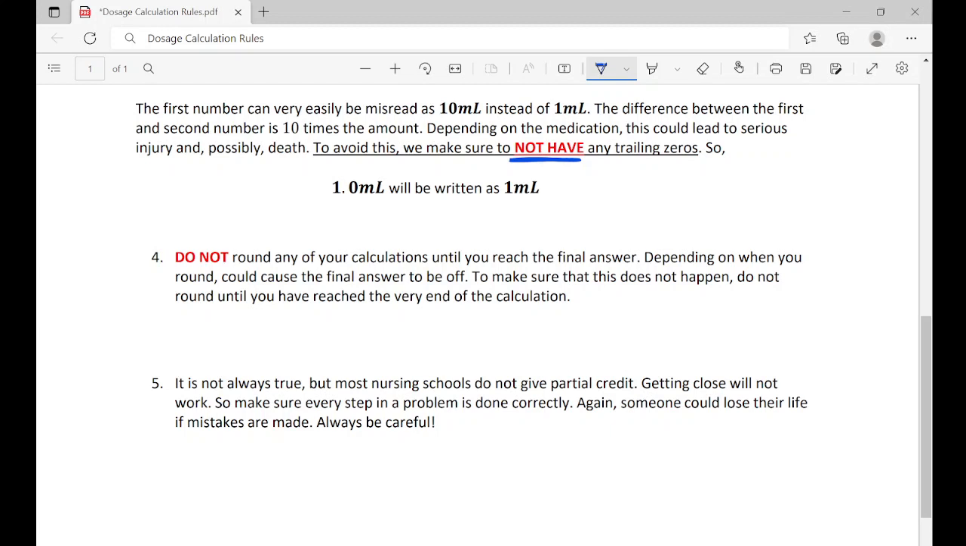Get away with that. Or if you round too early, it could actually cause the medication to be off by a lot. So to just make sure that you don't make this mistake, do not round any of your calculations until you get to the very end and then round your final answer only, not any of the intermediate steps.